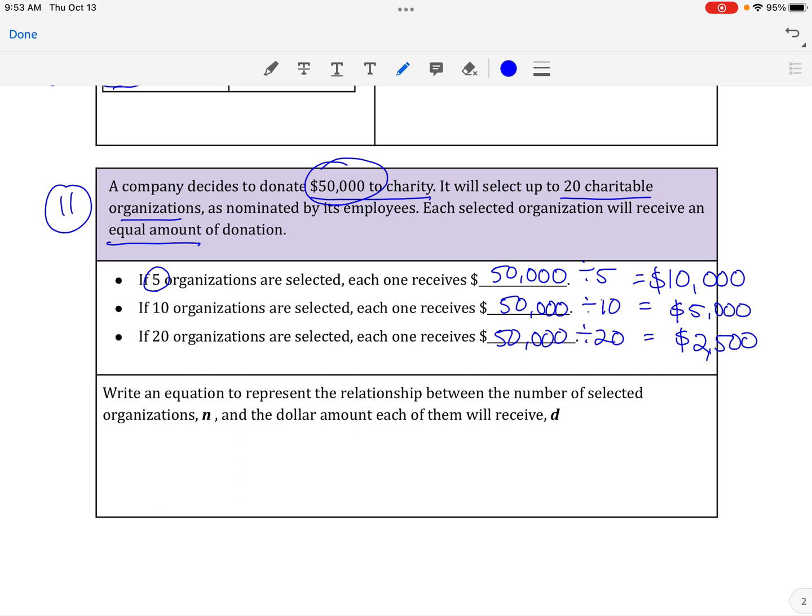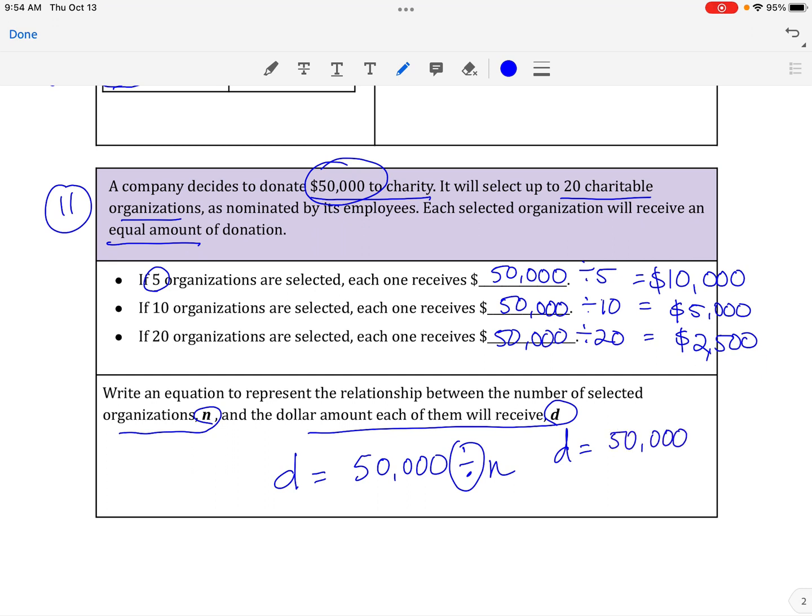Okay, last thing, we're writing an equation to represent the relationship between the number of selected organizations, N, and the dollar amount each of them will receive, D. So the amount of money they will receive is equivalent to this $50,000 divided by how many different organizations are sharing all this money. In algebraic equations, instead of writing the division sign, we usually use a fraction bar to represent a quotient. So this would be the more common way that we would see the equation written, like so. Okay, that's it.